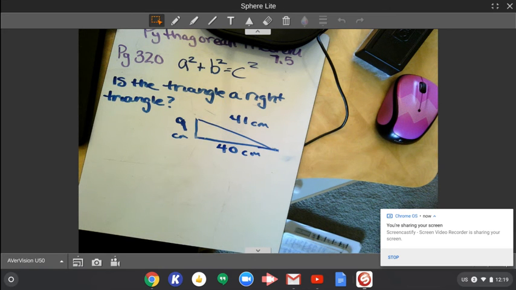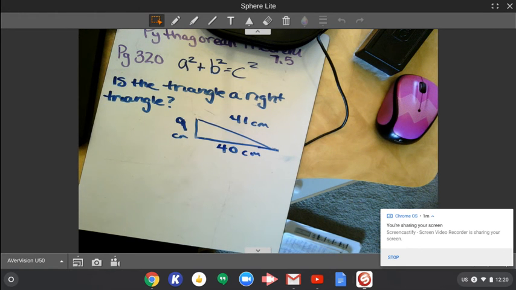So what you're going to do is basically just plug these numbers in for A, B, and C, and solve, and decide if a squared plus b squared does equal c squared, then it is a right triangle. And if it doesn't, then it's not a right triangle. It's either an acute triangle or an obtuse triangle. That you won't have to do until geometry in 10th grade. Today, you're just going to decide, is it a right triangle or is it not a right triangle?